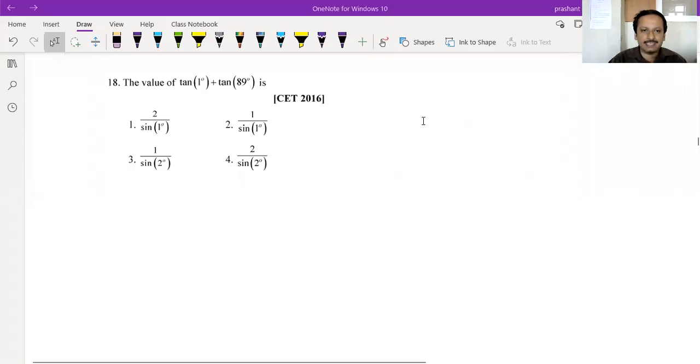Hello students, let's continue our discussion on trigonometry. Let's have a look at the next question, which is question number 18.